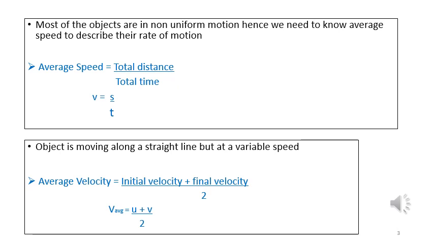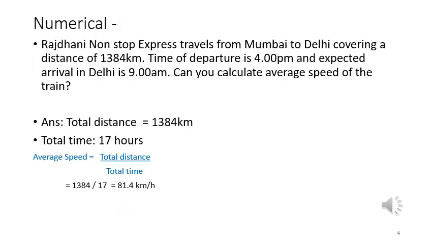For that we need an arithmetic formula which goes as: velocity is the arithmetic mean of initial and final velocity. So, average velocity is equal to initial velocity u plus final velocity v divided by 2, because it is the arithmetic mean. For both average speed and average velocity, the units remain the same, that is meter per second.